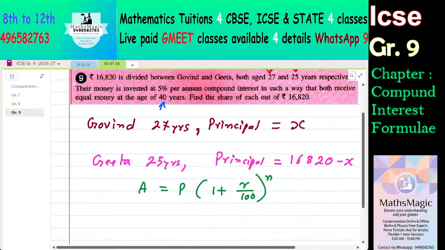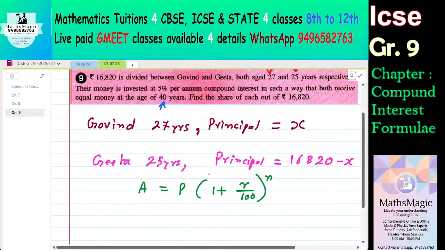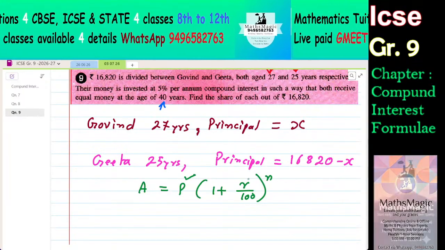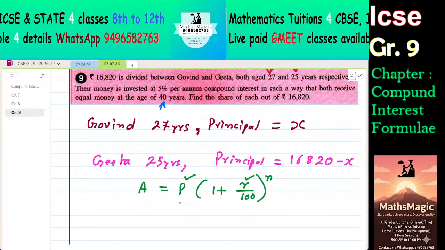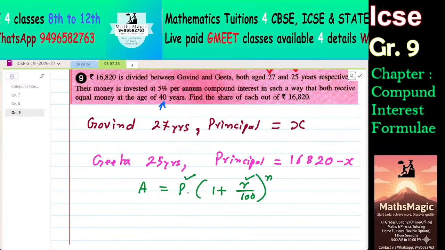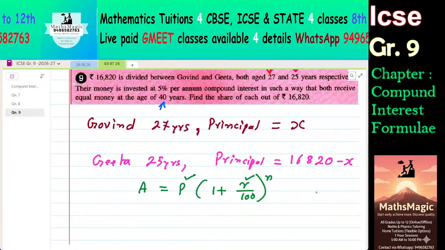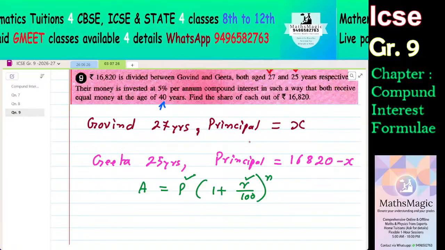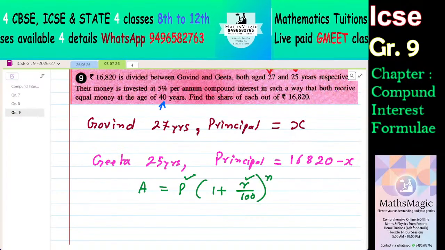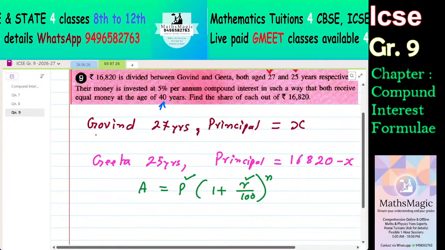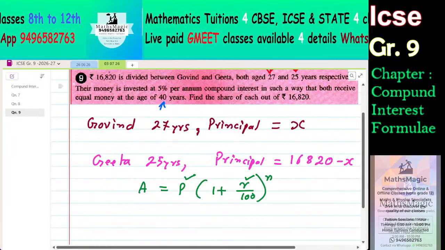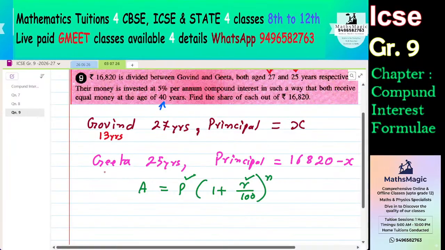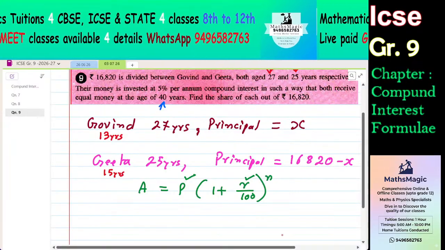So here what all things are given. Let us check. Principal is there for both. The money is invested at 5% per annum, so rate of interest is there. And at the age of 40, for Geeta it will be 40 minus 27, and the other one will be, yes. So for Govind, 13 years. Geeta, 15 years.